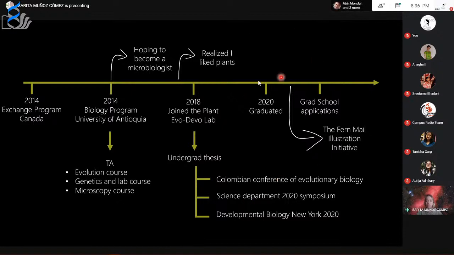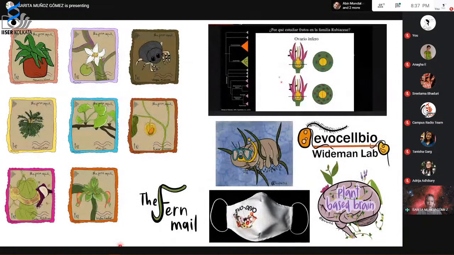In between graduating and grad school applications and all the pandemic, I actually started the Fern Mail, which is an illustration initiative. Here are a few examples of what I do there. You can follow the Fern Mail on Twitter if you want to. Basically what I do is I draw stamps for different scientists. It's a way to create a community using art and social media.